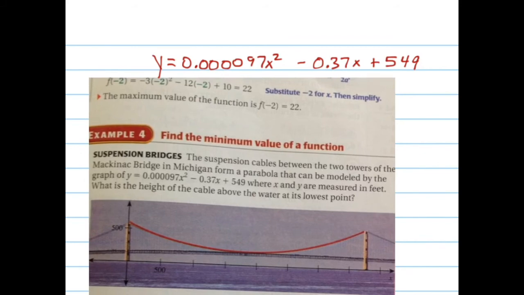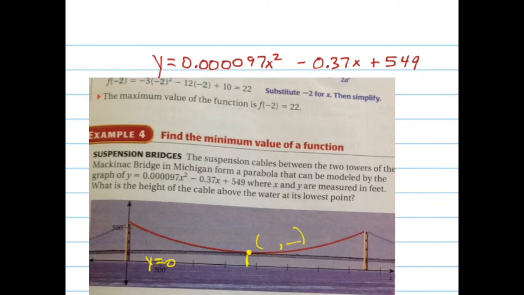There we go. So y is the height of the cable above the water. X is the distance from that left-hand tower. So we want to find the height of the cable above the water at the lowest point. In other words, we're looking for a specific distance here: the distance from the lowest point of the cable to the water, which is essentially the y value there. That's what we're looking for, because this line is y equals 0. And so we're just looking for that distance there, which is whatever the y value is at the vertex.